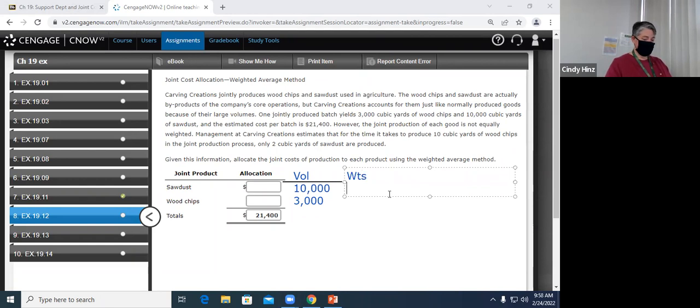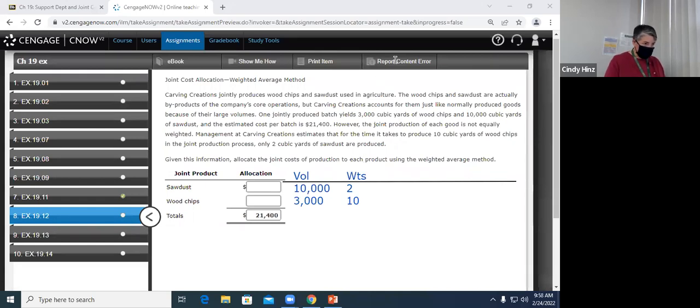So based on what it said, 2 cubic yards of sawdust to 10 cubic yards of wood chips. Those are our weights. These are ratios, 2 to 10. We could use 1 to 5. Mathematically, it'd be exactly the same thing. I'm going to leave it at 2 to 10 because those are the numbers that are given to us. However, I want you to realize you can simplify those numbers without changing the ratio. 2 to 10 is the same as 1 to 5.